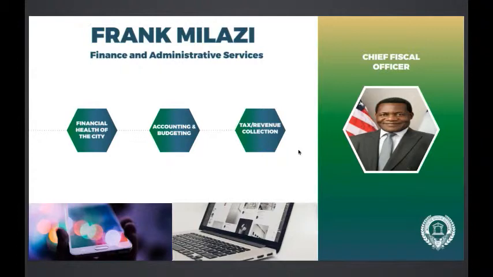So to lead our chief fiscal office as well as our treasury team is Mr. Frank Malazzi. Within Mr. Malazzi's purview, again, is to oversee and make sure that the financial health of the city is sound and that we are operating and have those internal controls to govern our operations. Also, he oversees our accounting and budgeting functions, as well as our tax and revenue collection to make sure that we are recouping the necessary revenue that is due to the city and being accountable to the residents of the city of South Fulton.